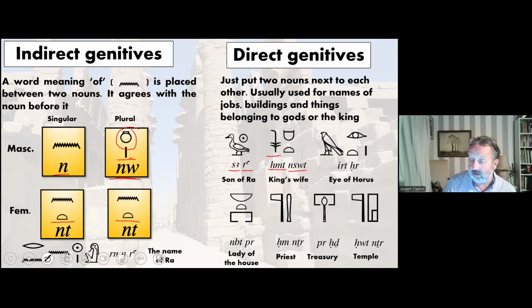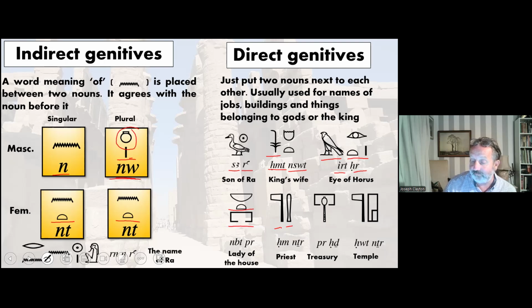Again, Horus is a god, so he goes first in the writing. So Iret Hor, literally "eye Horus," eye of Horus. Then we've got Nebet Per, so lady house, lady of the house. That's a job. Hemnetcher, again honorific transposition. The god comes first because he's the most important. Hemnetcher, literally body of the god, a priest or servant of the god.